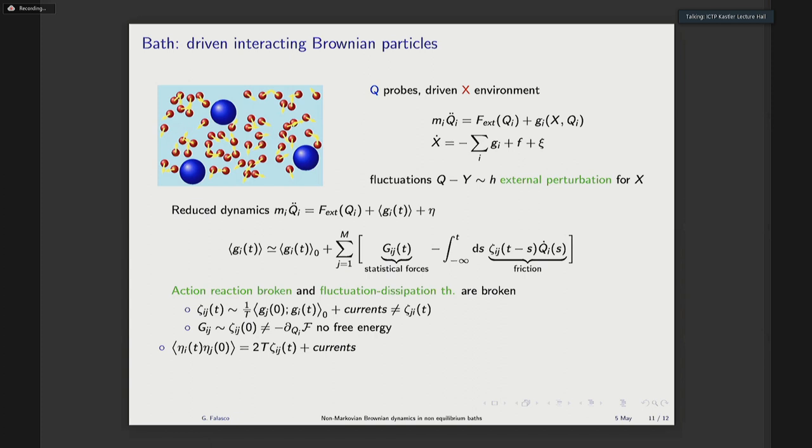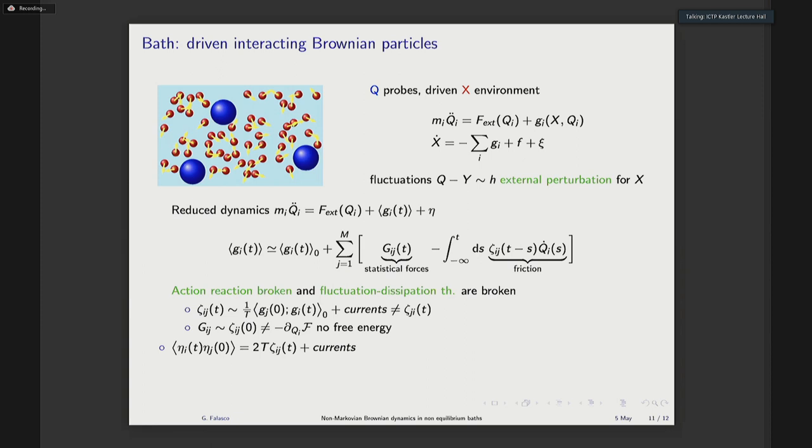So the average force felt by each of these blue particles is, because of the linear response structure, the average response with a steel environment. And then there's a term due to friction, and this also counts interactions between the big blue probes, mediated by the non-equilibrium environment, and statistical forces that are there and do not depend on the velocity.